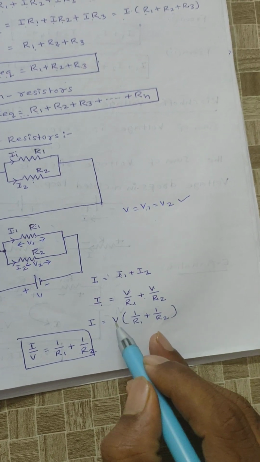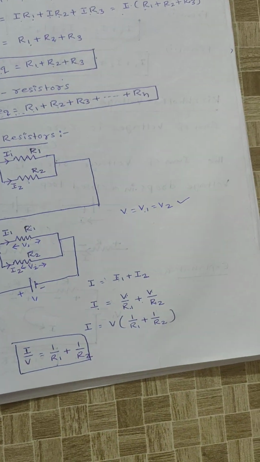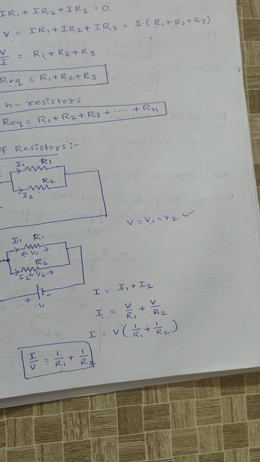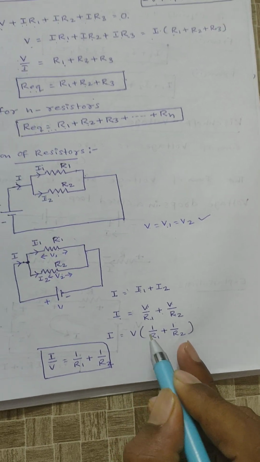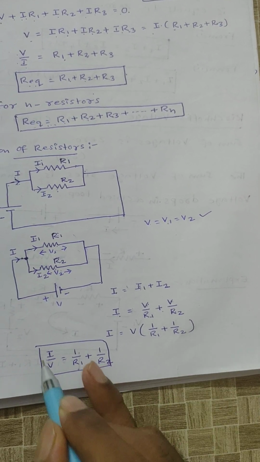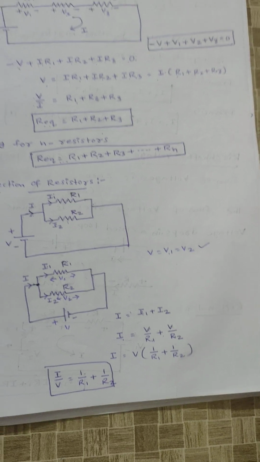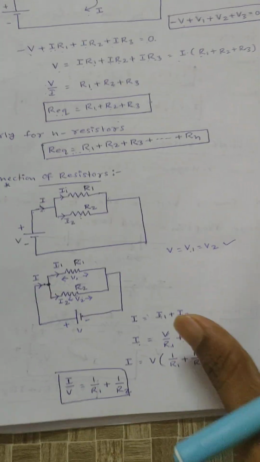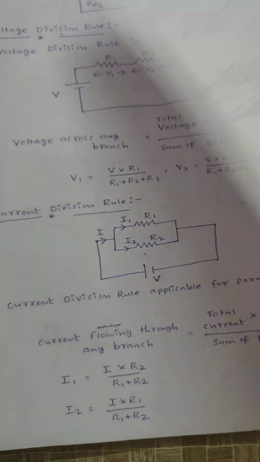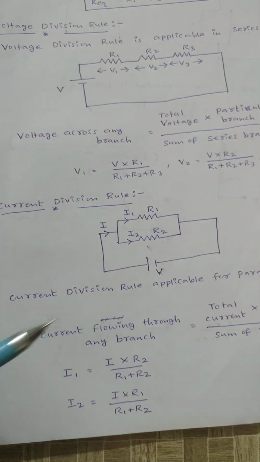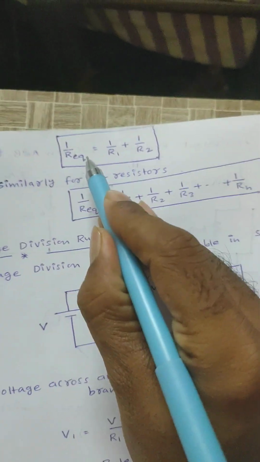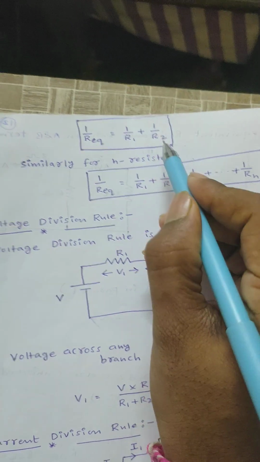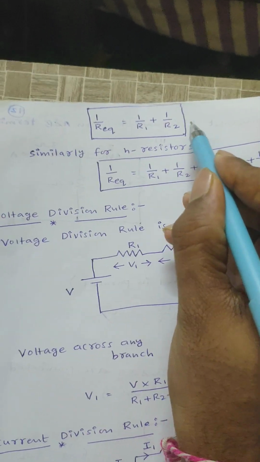If I take V as common on the RHS, I will get 1 by R1 plus 1 by R2, that is I equals V into 1 by R1 plus 1 by R2, that is I by V is equal to 1 by R1 plus 1 by R2. But V by I is nothing but resistance, so I by V is nothing but 1 by R equivalent. See here, 1 by R equivalent is equal to 1 by R1 plus 1 by R2. This is for 2 resistors.